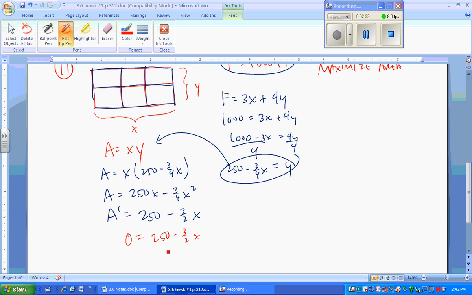So we could subtract 250 from both sides. So we get negative 3/2 x equals negative 250. Multiply both sides by negative 2/3. And x is equal to 500/3.